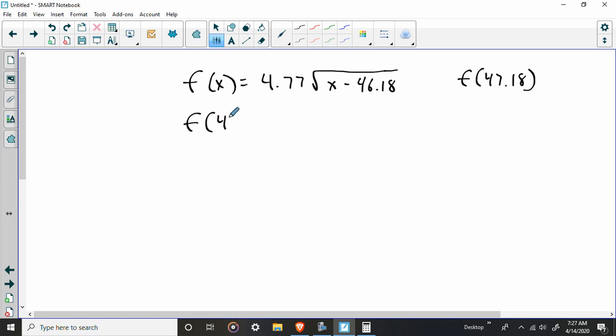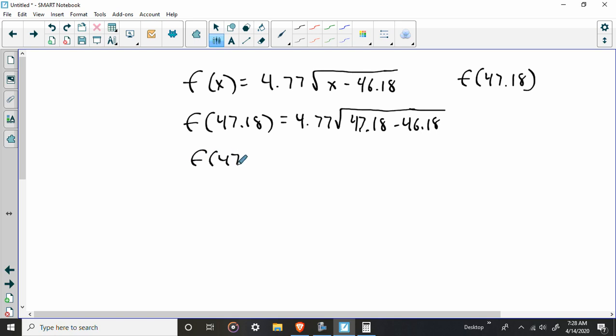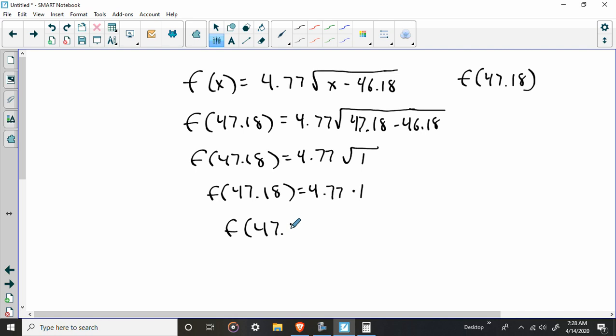We're going to plug in 47.18, 4.77 times the square root of (47.18 minus 46.18), which very conveniently turns out to be 1. So f of 47.18 is equal to 4.77 times the square root of 1, which means that f of 47.18 is equal to 4.77 times 1, which means that f of 47.18 is equal to 4.77.